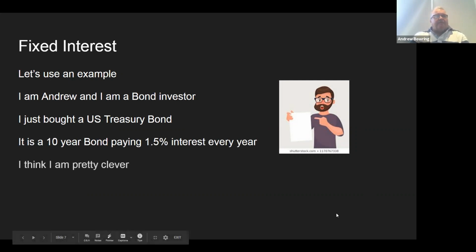Now, I actually think I'm pretty clever. I've got a very safe and secure investment. It's going to pay me a guaranteed interest rate for a period of 10 years. And then at the end of the 10 years, the money that I spent for that bond, say it was $100, well, I'm going to get that $100 back.